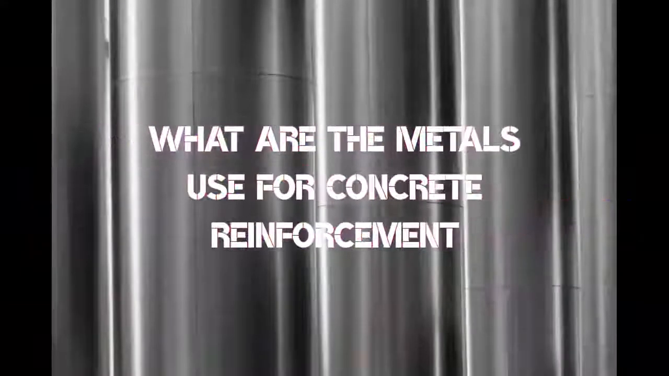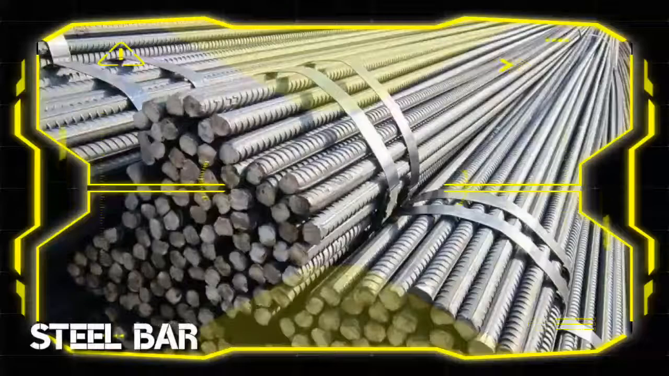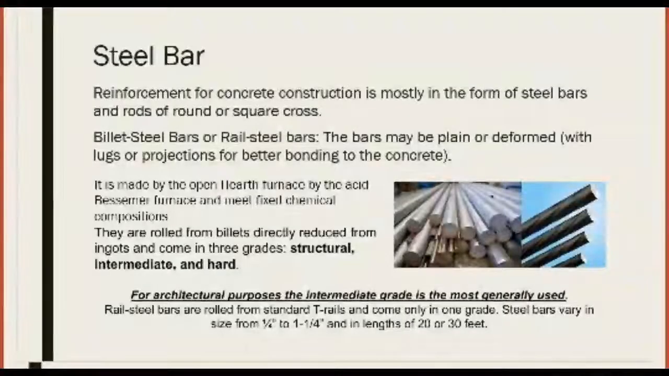What are the metals used for concrete reinforcement? First, we have steel bar. Reinforcement for concrete constructions is mostly in the form of steel bars and rods of round or square cross section. So basically, in the construction sites that we see, what they mainly use for concrete reinforcement is steel bars.